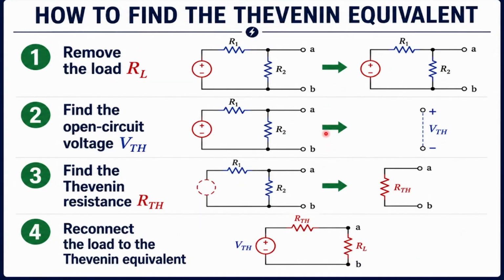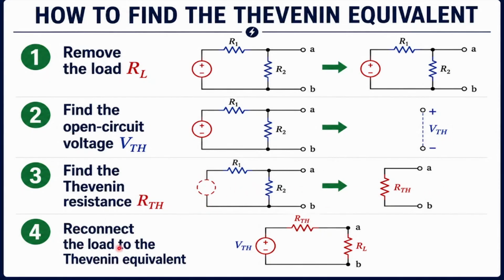How to find the Thevenin equivalent? First thing, we remove the load from the circuit. Second, we find the open circuit voltage. The open circuit voltage seen from terminal A and B is our Thevenin equivalent voltage. Then we find the Thevenin resistance by we take off the voltage source, we short circuit the voltage source, then we calculate the equivalent resistance of the circuit, that is going to be our Thevenin resistance.